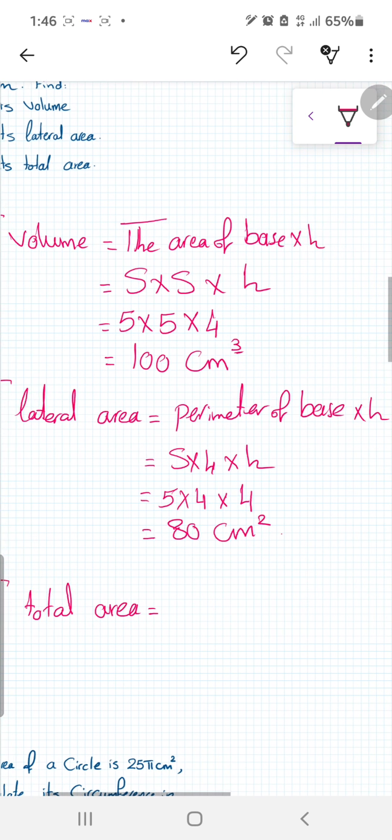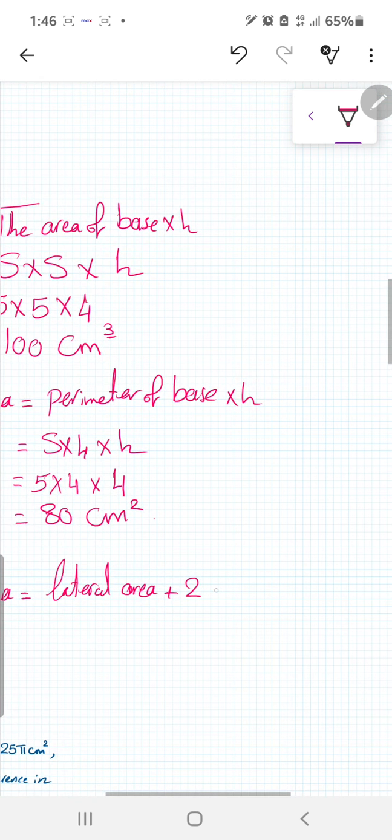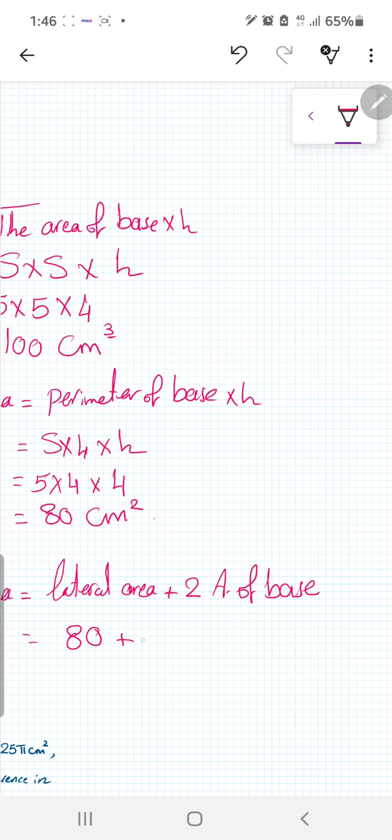Total area equals the lateral area plus 2 area of base. Okay, lateral area we said before 80, plus 2 area of base, which is area of square, which is side times side, here 5 times 5. Okay, which the result will be 130 centimeters squared.